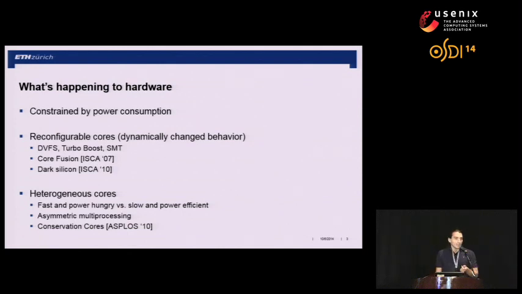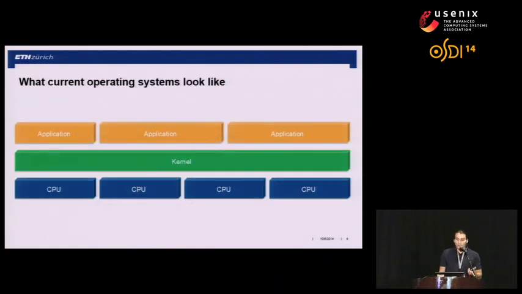Now imagine having to build an OS in a dark silicon era. You have a set of heterogeneous cores, and you need to switch between the cores based on your workload, but you also need to power down and take cores out of service because you don't have the power to power everything at the same time. So how would that look?